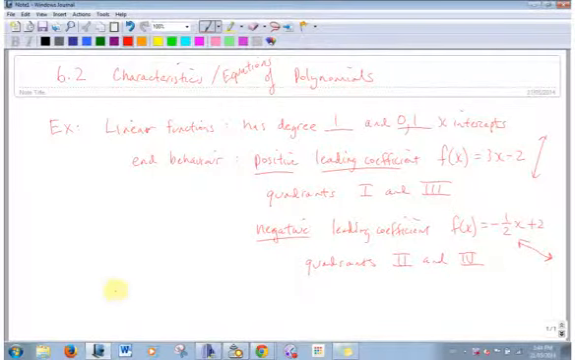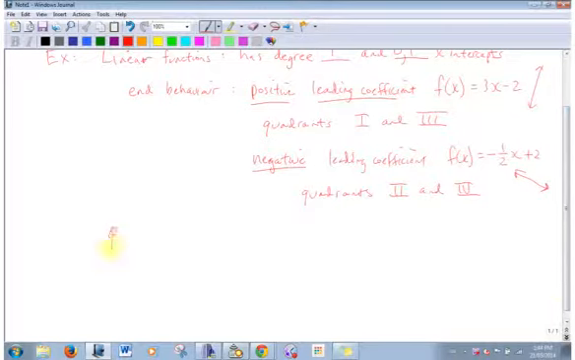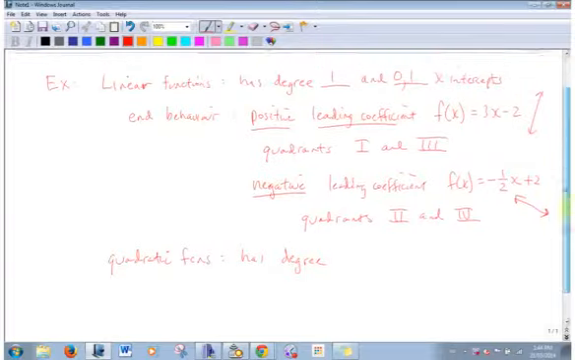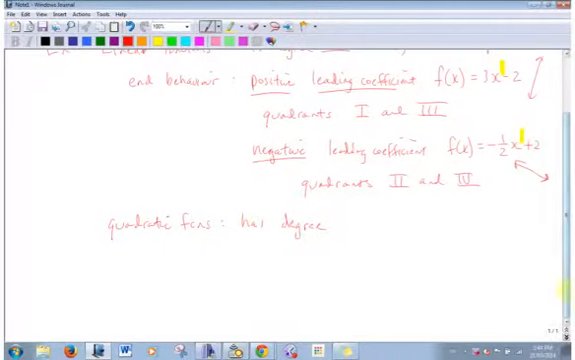Okay? That's linear. That's grade 10. Grade 11, quadratic functions. They have degree, what? Yeah, these were all degree 1, right? If you put a square on there, it makes it do a funky parabola.